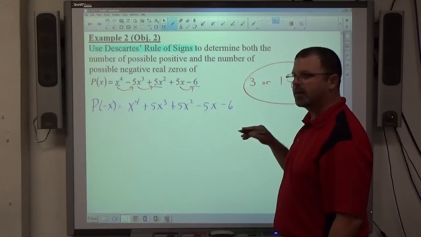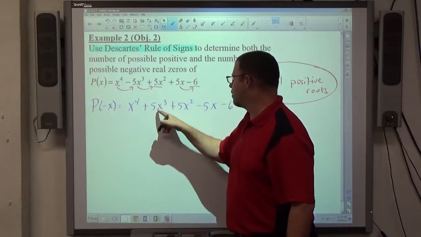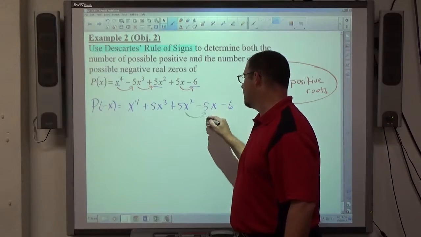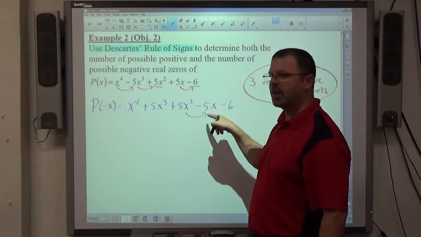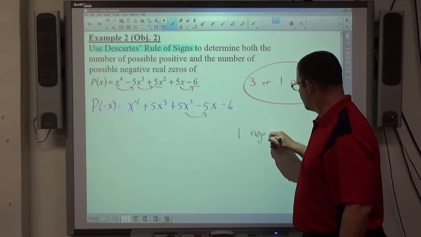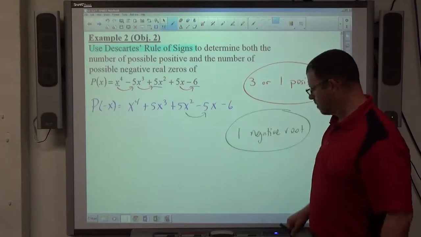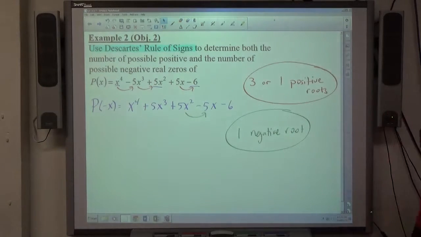Looking at p of negative x is telling us about negative roots. Positive stays positive, changes to negative, stays negative. So it has 1 sign change. So one negative root. That's the extent of Descartes' rule of signs.